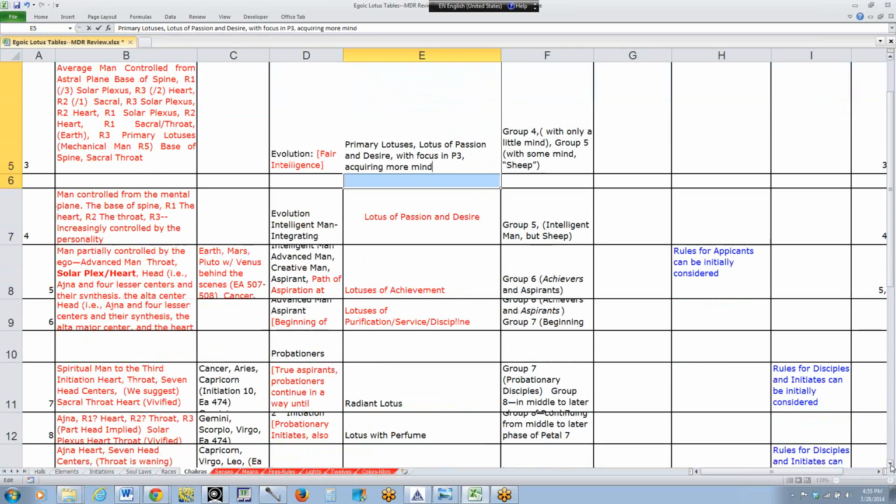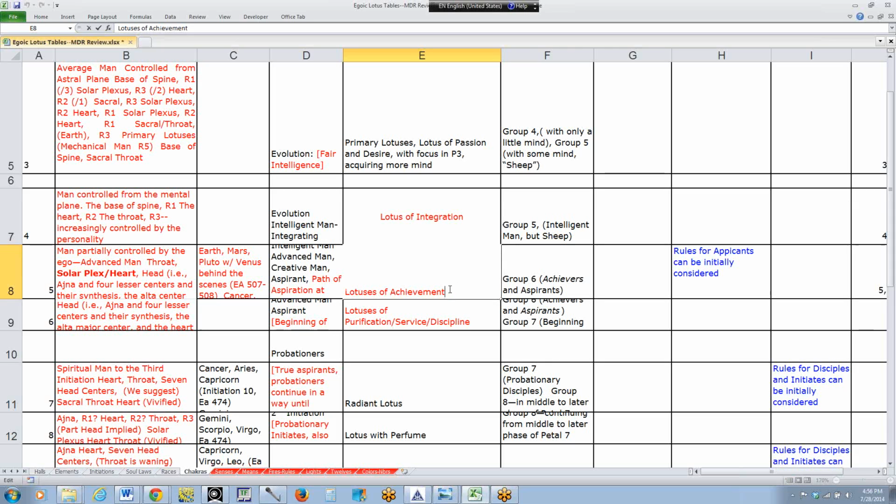Can I really say lotuses of passion and desire belong in, when working in the fourth petal? I think it's a bit much. I think it's too far. So I'm just going to call them, as I have before, lotuses of integration. And then calling the group five lotuses of achievement. And when the fifth petal is fully unfolded, radiant lotuses, with petal five fully unfolded, the term radiant lotus applies. With petal number six, lotus purification and discipline.